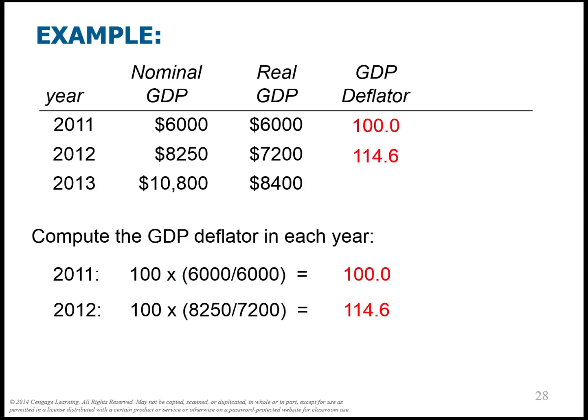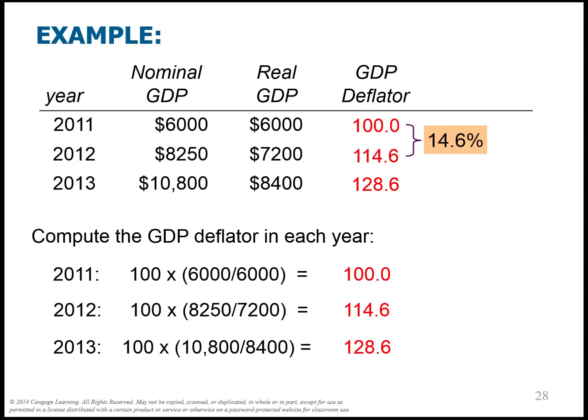Now, between 2012, right? So I take nominal GDP divided by real GDP, multiply it by 100, I get 114.6. So the prices are 14.6% higher than they were in 2011. When I do it in 2013, I get the GDP deflator is 128.6, meaning the prices are 28% higher than they were in 2011, higher than in my base year. If I break that out per year, this is easy. It's 14.6% this first year, and it's 12.2% the second year of increase.